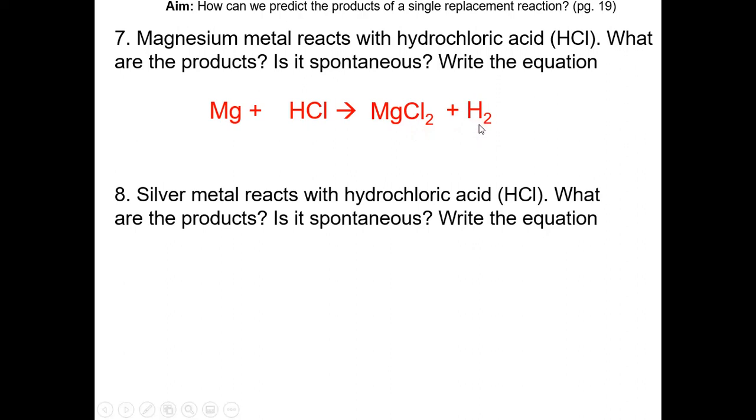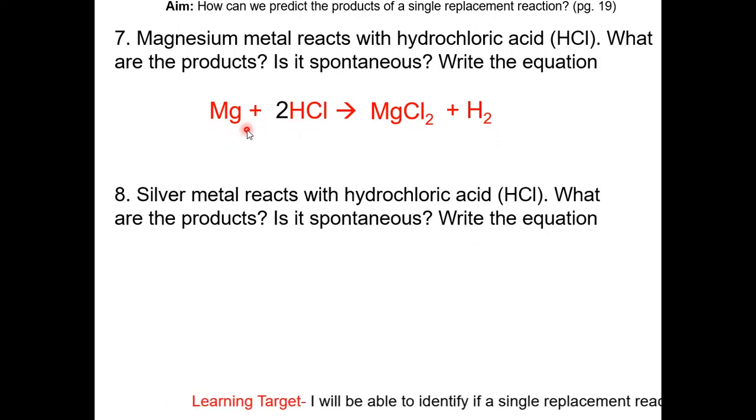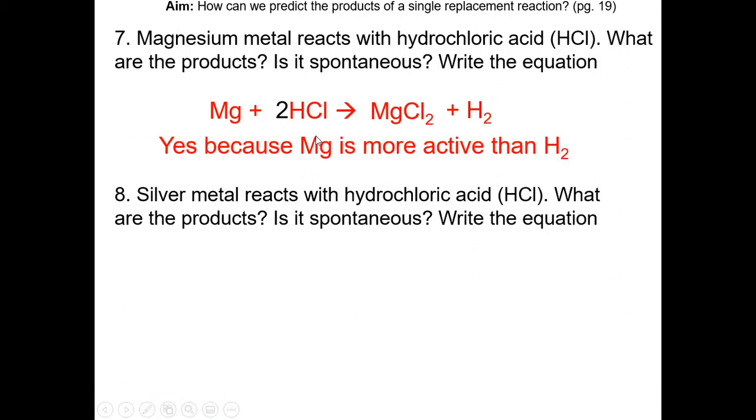Next, we have to balance the chemical equation. Notice we have 2 hydrogens and 2 Cl's on the product side, but we only have one of each on the reactant side. So we have to put a 2 in front of HCl. Now it is balanced, so is this reaction spontaneous? We have to compare and contrast the reactivity between magnesium and hydrogen. If you look on table J, magnesium is more reactive than hydrogen. Therefore, this reaction is spontaneous.